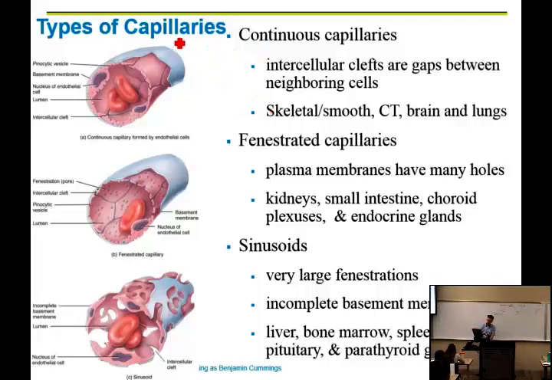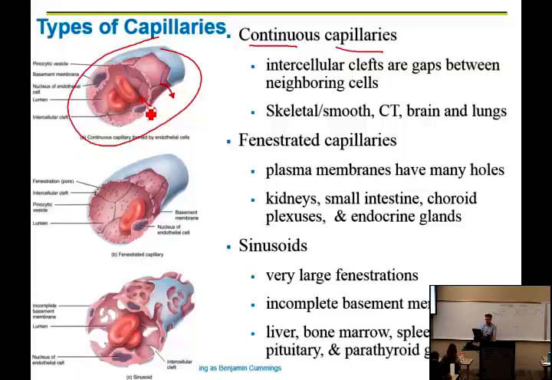So these ones are the ones you typically think of. These are called continuous capillaries, and if you look at it, these are the simple squamous cells, right? Here's the basement membrane underneath, and everything looks like you would expect, like we've drawn out previously. Now here we see gaps, right? These are intercellular clefts. This is where some exchange occurs. Some exchange goes right across the wall of these flattened cells, okay?